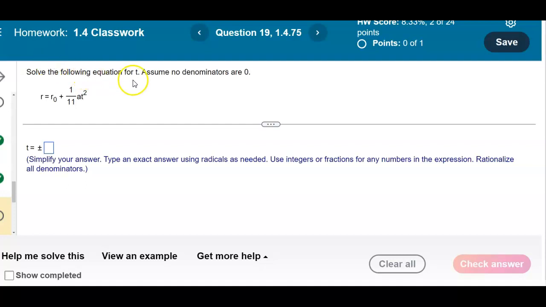Solve the following equation for t and assume no denominators are 0. It says here r is equal to r subscript 0 plus 1 over 11 times a times t squared. In this question it says simplify your answer, type an exact answer using radicals as needed, use integers or fractions for any numbers in the expression, and rationalize all denominators.